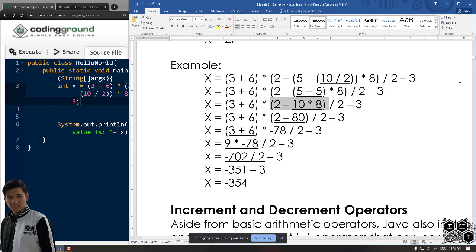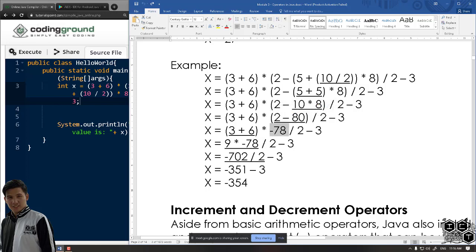Papasok ko ngayon sa precedence rule natin. According to the precedence rule, ang mauuna, multiplication. So, 2 minus 8 times 2 minus 10 times 8. Ang una natin in-execute, ito. Up to the point na, yan na yan. Ang naiwan, 2 minus 80.